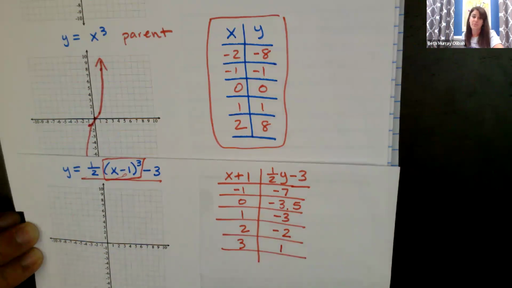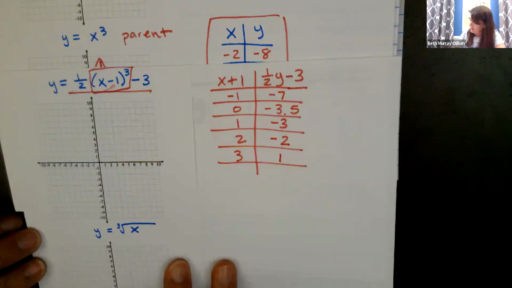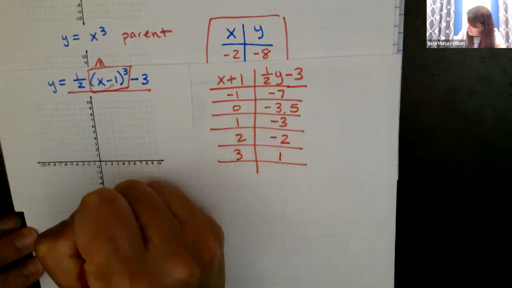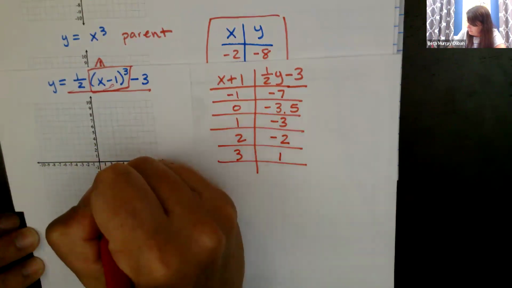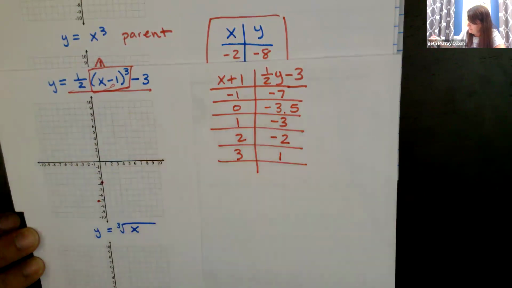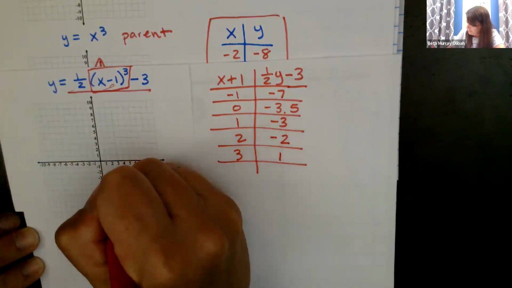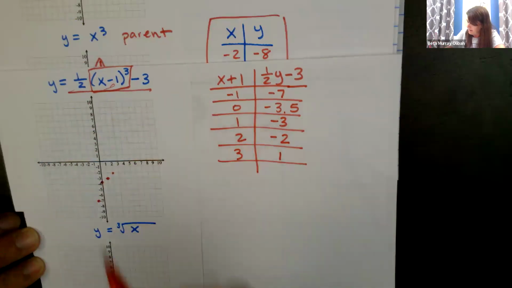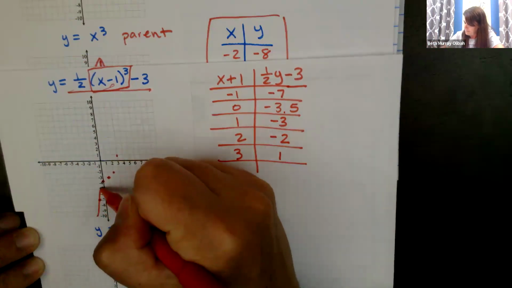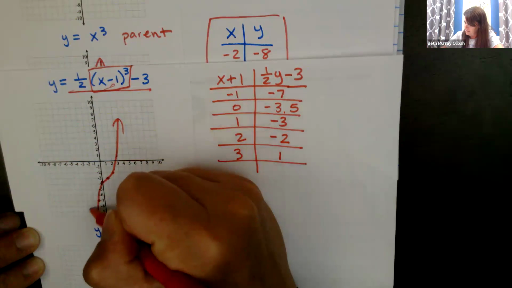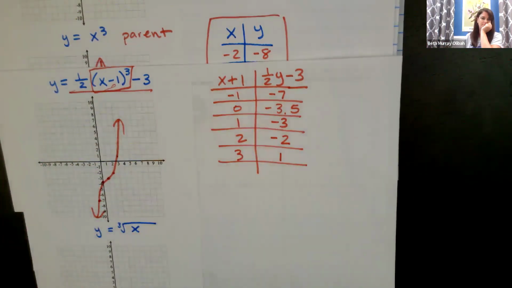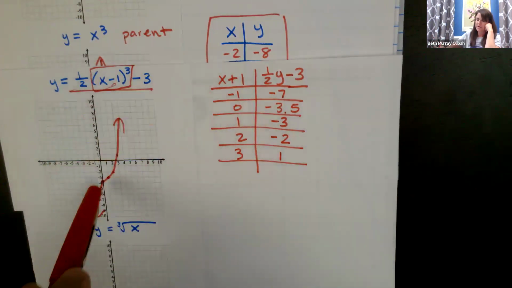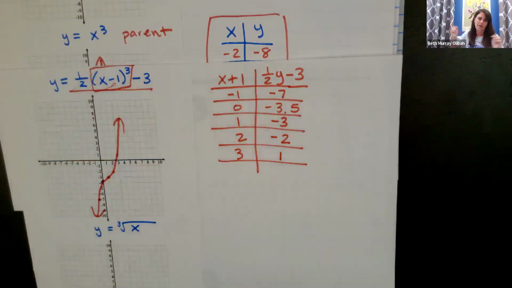So let's see what that's going to do. -1, -7. 0, -3 1/2. 1, -3. 2, -2. And 3, 1. So here's our S. So it moved 1 to the right, 3 down, and got a little bit wider.